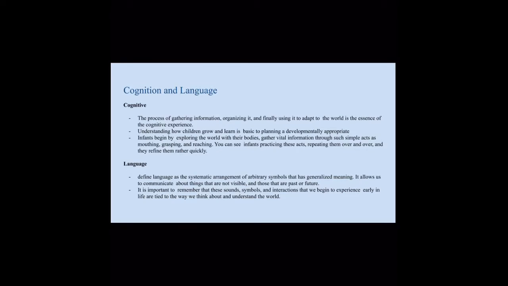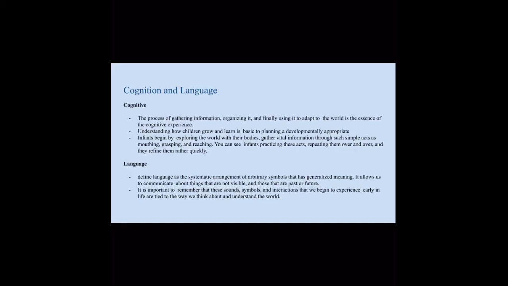The next skill is cognitive and language. Cognitive, which is gathering information, organizing it, and finally using it to adapt to the world, is the essence of the cognitive experience. Understanding how children grow and learn is basic to planning developmentally appropriate experiences for them. Infants begin by exploring the world with their bodies, gathering vital information through simple acts such as mouthing, grasping, and reaching. You can see infants practicing these acts, repeating them over and over, and then refining them rather quickly, which is the same as the first bullet point.